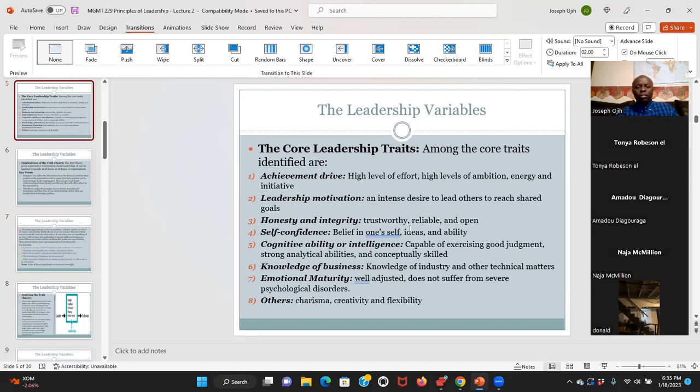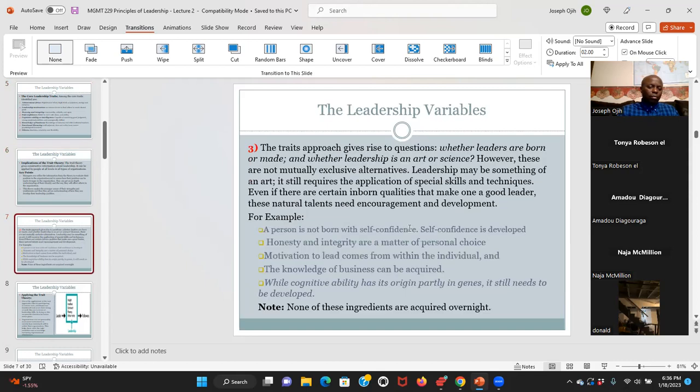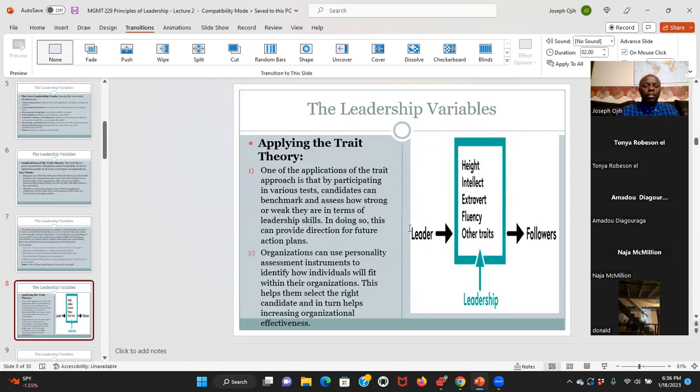So all these qualities that I mentioned in the previous slide: achievement drive, leadership motivation, honesty, integrity, self-confidence, cognitive ability or intelligence, knowledge of business, emotional maturity. They are not acquired overnight. It's something that you build on over days, weeks, months, and years.